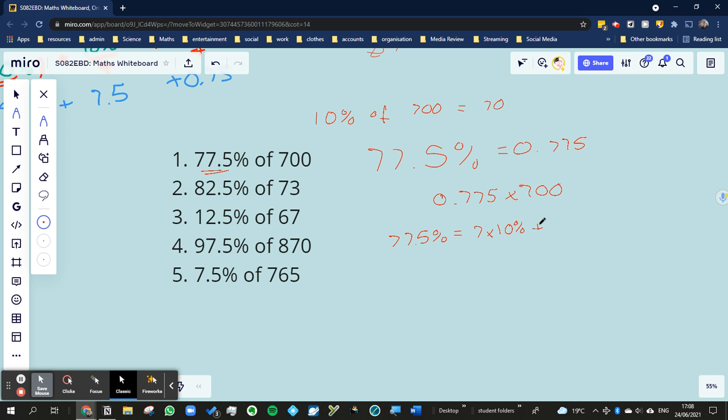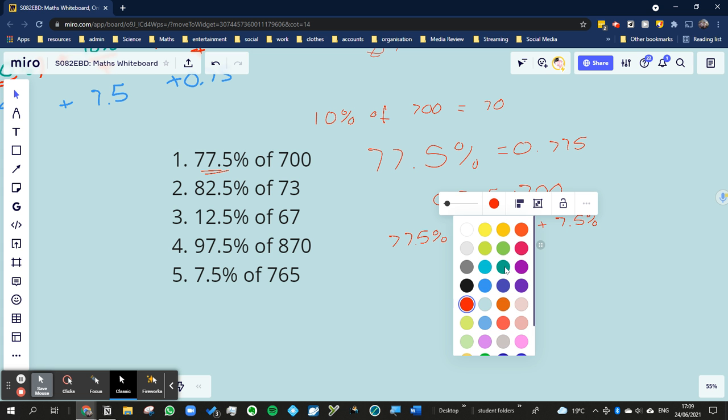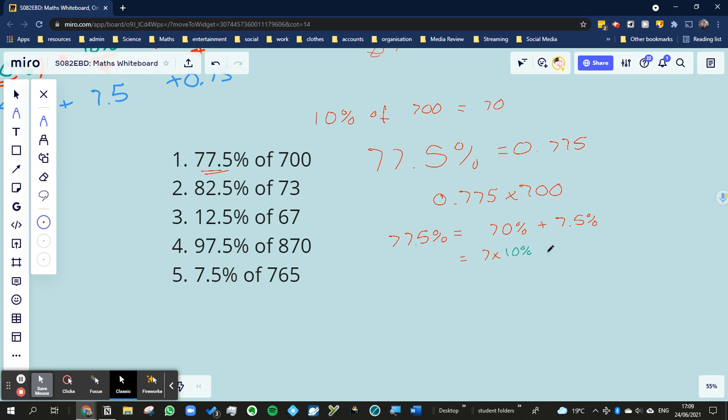But then you've got to do plus 7.5. In fact, let me break it down even slower than that. So 77.5% is 70% plus 7.5%. Okay, and 70% is 7 times 10%. So now we've got our 10%. Let's put that as green. And then we're going to do plus.